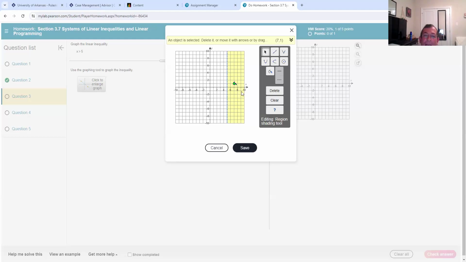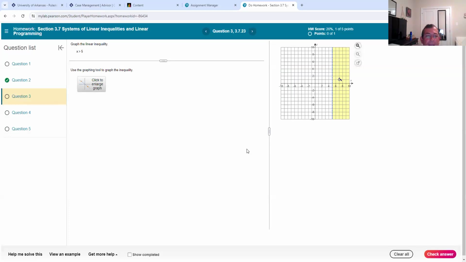So now look, I got all this shaded, but every X value that I shaded is greater than that 5. All these on this line have an X value of 6. All these have an X value of 7. All those have an X value of 8. All those X values are greater than 5, okay? So then we would save that and check our answer.